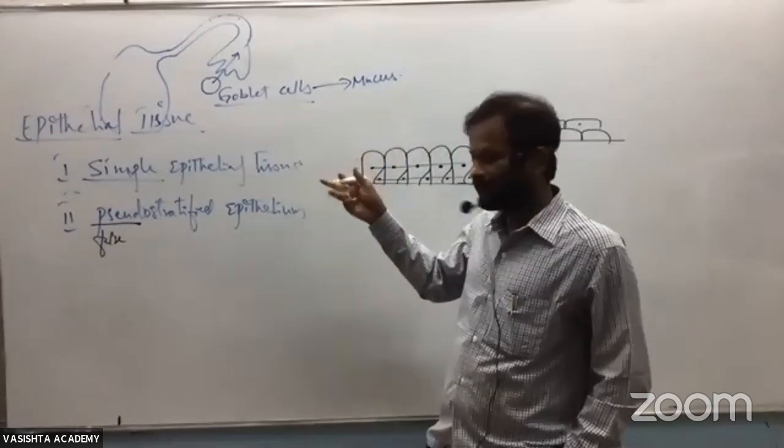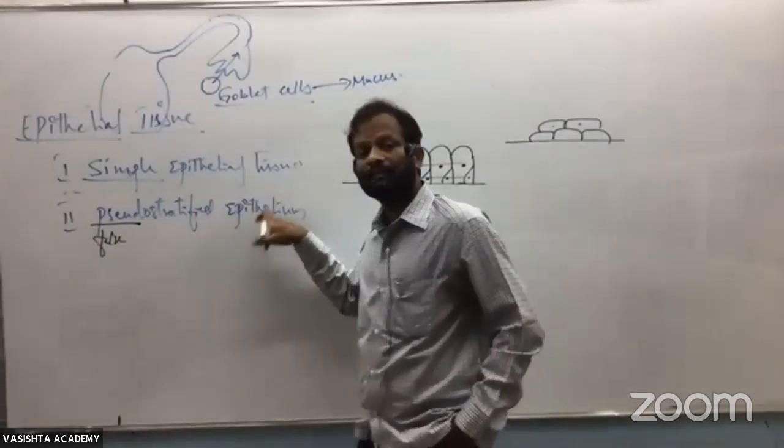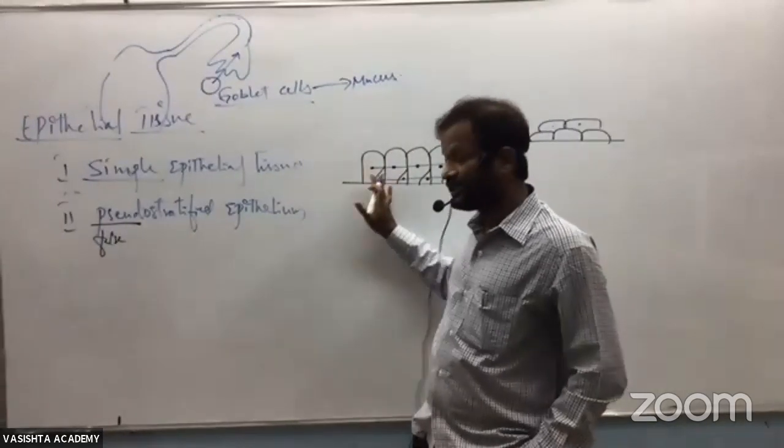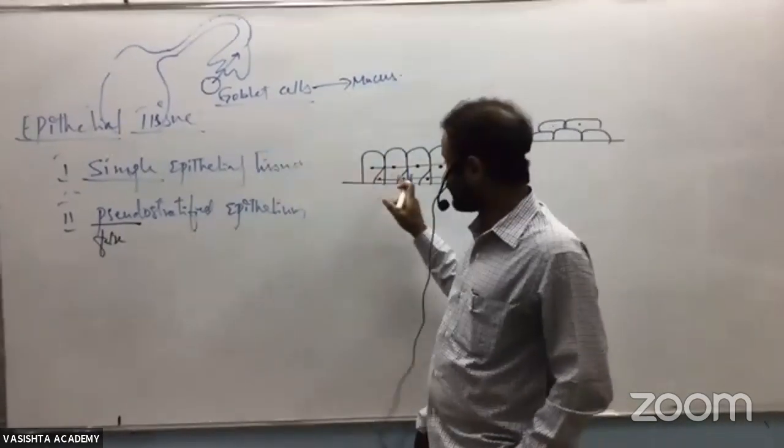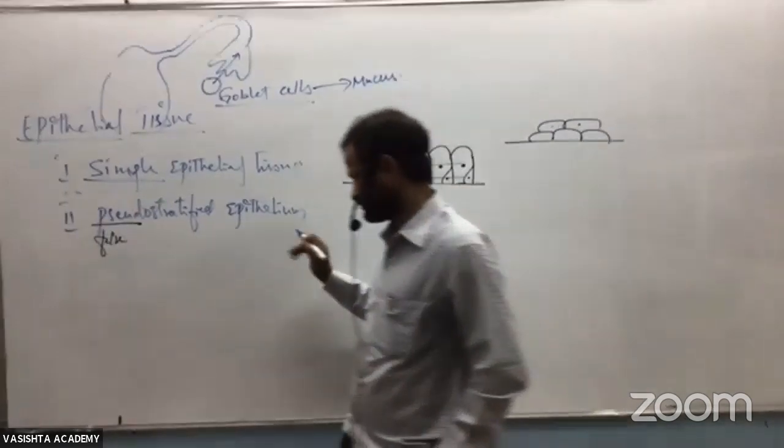Like columnar, this is also columnar. So pseudostratified columnar epithelium. This is not included in simple because of this image. It appears like 2 layers.